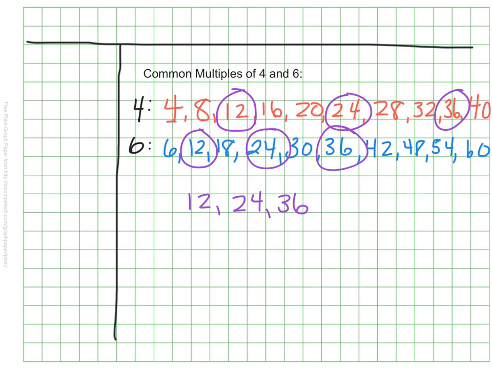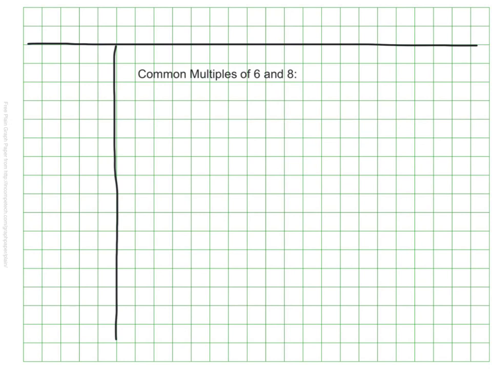But there's another strategy some people like to use. As we use this strategy, let's find the common multiples of 6 and 8. Right? And this time I'm going to put a cap on it. Let's find the common multiples they have up until the number 48.